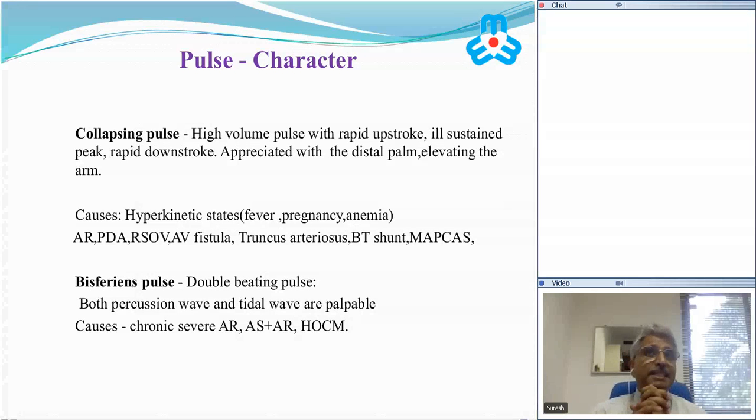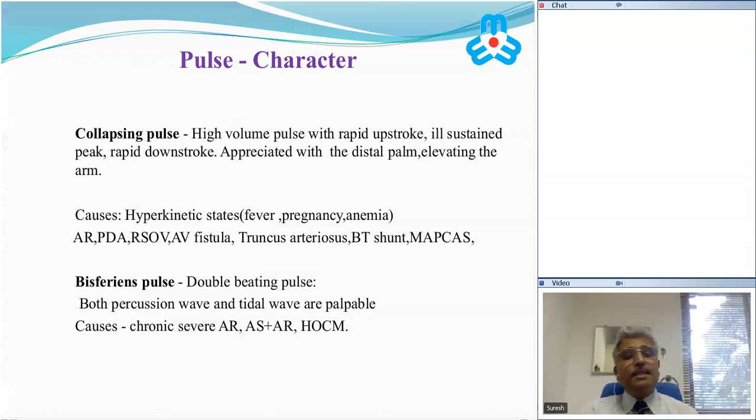There is a way to elicit it. Like the high volume pulse, it can be physiological in hyperkinetic states, in fever, anemia, thyrotoxicosis, pregnancy, or it means an aortic runoff as in aortic regurgitation, ductus, ruptured sinus, arteriovenous fistula, truncus, VSD shunt, anything that causes a runoff from the aorta. So that was collapsing pulse.